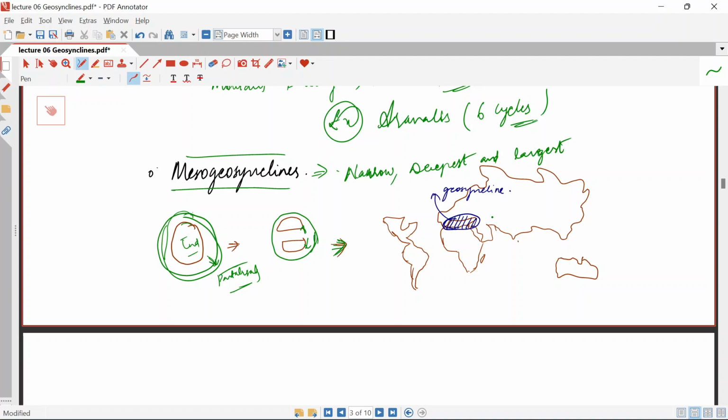So basically what we have to understand here is the present day Mediterranean Sea. This is the geosyncline, the Mediterranean Sea. The present day Mediterranean Sea is also a mesogeosyncline and is a sediment of the ancient Tethys Sea. Due to the breakage here, Tethys Sea is formed. So this is the remnant of the ancient Tethys Sea. This is what we have to understand from the mesogeosyncline.